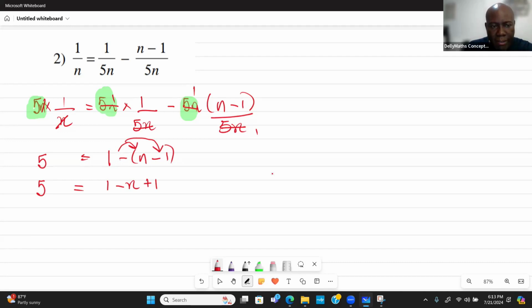Now let's see what we have. Put things together now. 5 is over there. 1 plus 1 becomes 2. If you want to put together the integers, no problem. This is negative n. So let's just work.